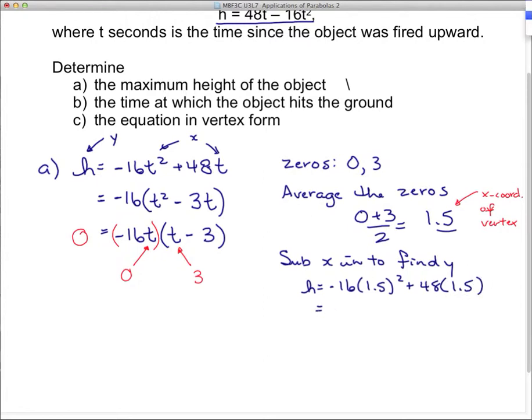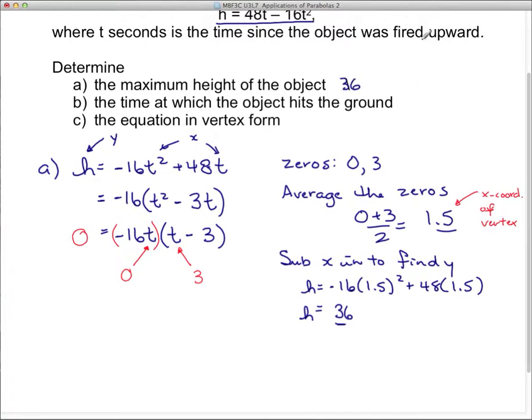And we get 36. All you have to do is type that straight into your calculator. Pay careful attention to order of operations, but most calculators will do that for you, so just plug it in. So h equals 36. So that means our vertex, or this is our maximum height of the object. Okay, so the maximum height of the object is 36.